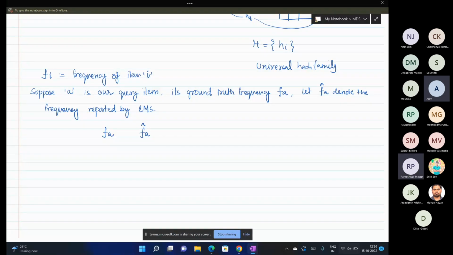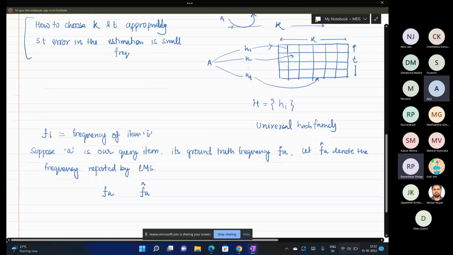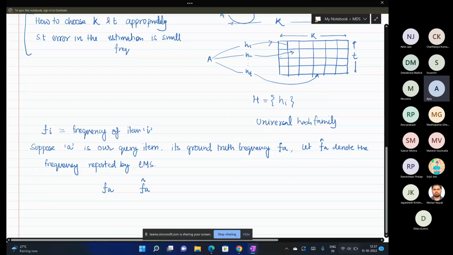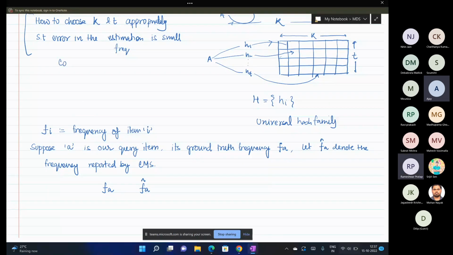So FA can be bigger than F hat A? FA is the ground truth actual frequency, and F hat A is the frequency reported by this count min sketch algorithm. No. So FA should be at most F hat A. So do you agree on this point?